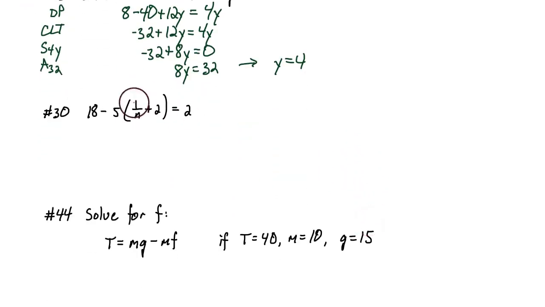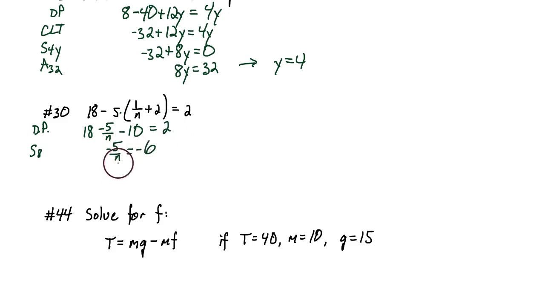Number 30, as I analyze the equation, I notice a number being multiplied to parentheses, so I immediately think of doing the distributive property as my first step. We have 18 and then minus 5 over n. The negative 5 times the 2 makes negative 10, and that's equal to 2. On the left side, do you notice how the 18 minus 10 is really an 8? So I'm going to subtract 8 from both sides. 2 subtract 8 is negative 6.